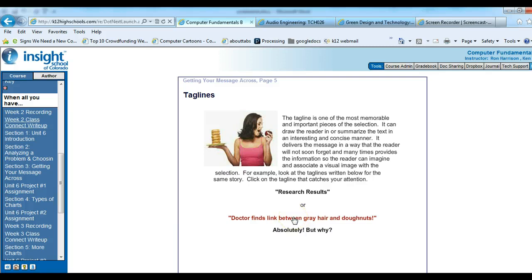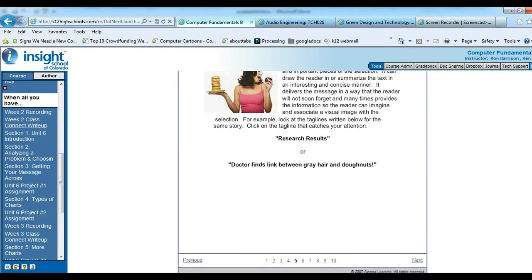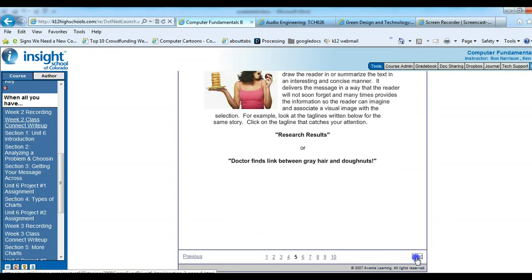Doctors find link between gray hair and donuts. I would much rather be interested in reading that, especially since I'm over 50 and getting gray hair. I'd rather read this than read this, probably. This one is more interesting. You see, it has a noun, it has a verb, and then it has non-scientific information. So that's what a tagline needs to have.